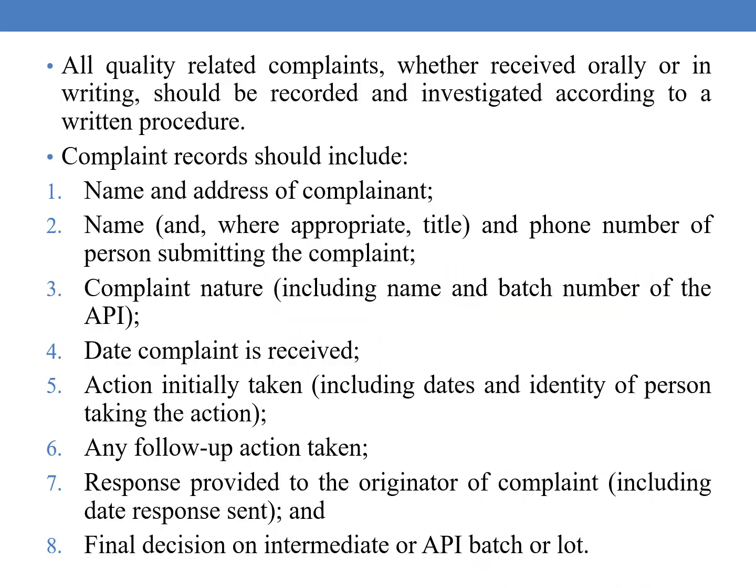All the quality related complaints, whether received orally or in writing, should be recorded and investigated according to the written procedure. Complaint record should include name and address of the complainant, name and phone number of the person submitting the complaint, complaint nature, including the name and batch number of the API, date complaint is received, action taken, including the dates and identity of person taking the action, any follow-up action taken, response provided to the originator of the complaint, including the date response sent, and final decision on intermediate or API batch or lot.